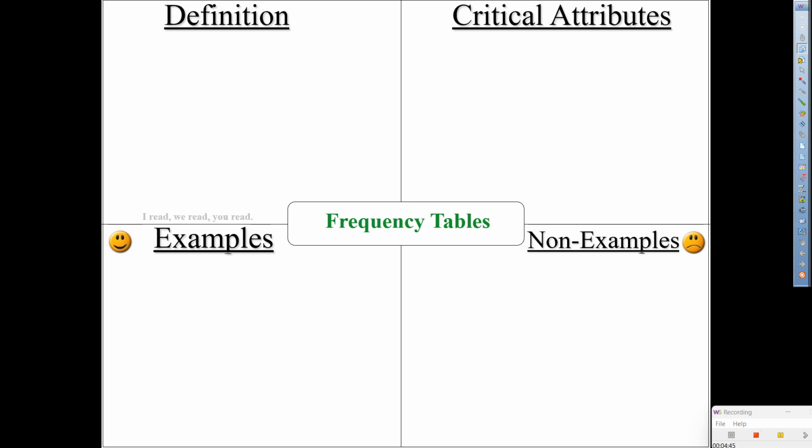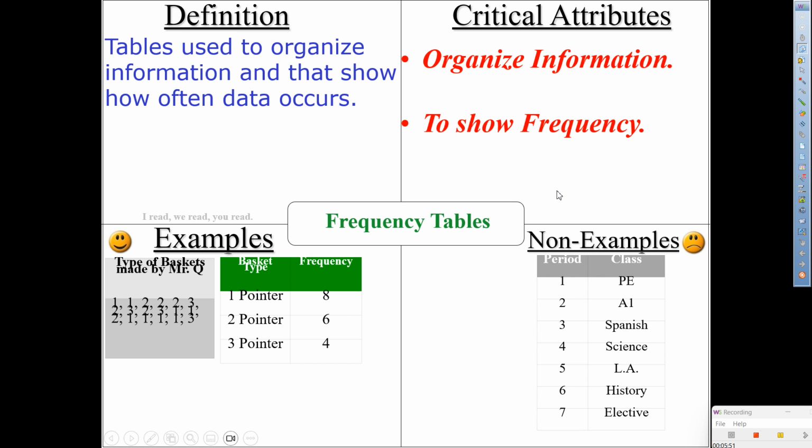Okay, let's see. Here's one from one of your colleagues. They wrote information or data put into a table showing frequency. That's pretty close, yeah? Let's go. All right, not bad, not bad. Shall we continue?